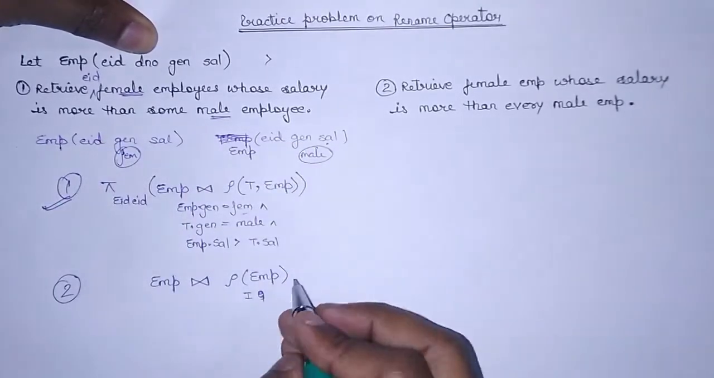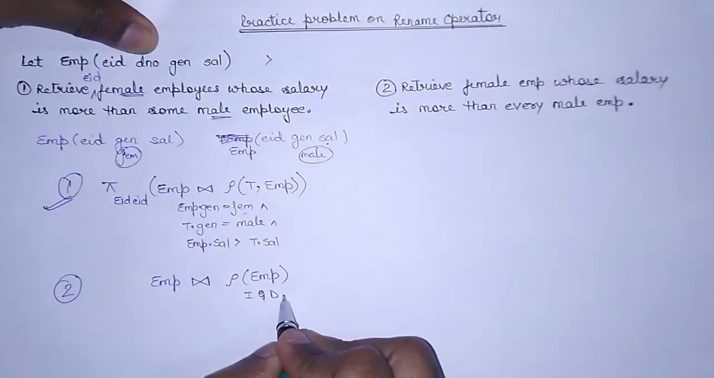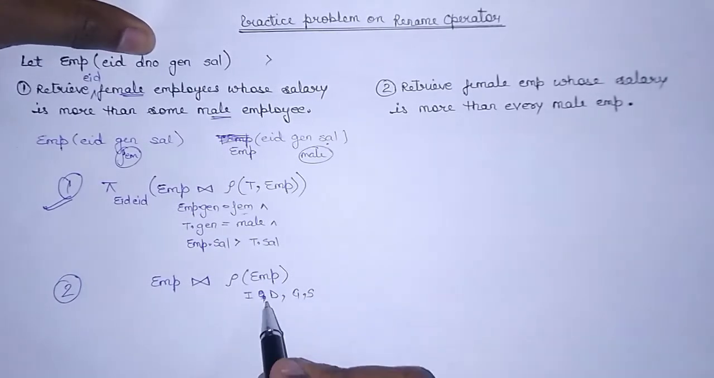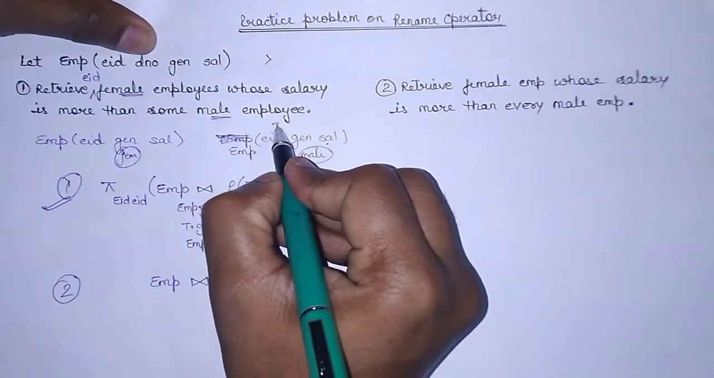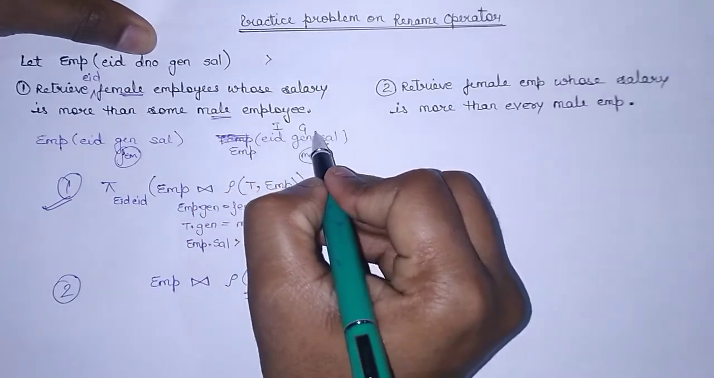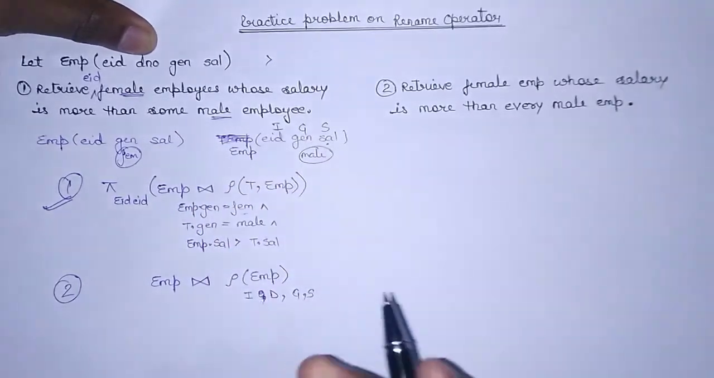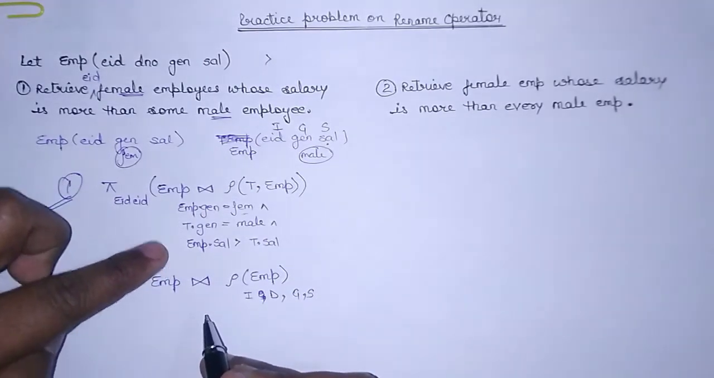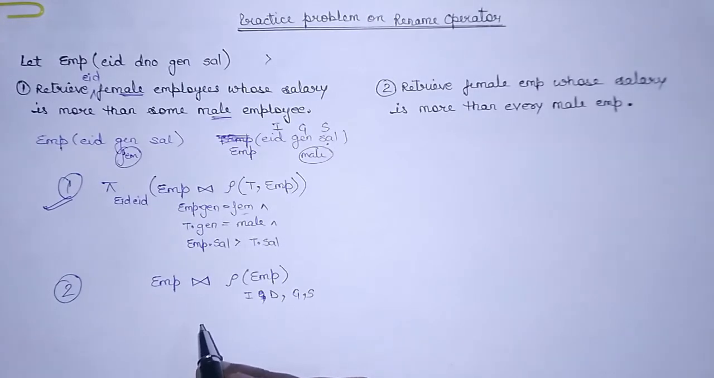So I am writing it in a sequence like I, D for department, G for gender, and S for salary. So here we will be having this one as I, this one as G, this one as S. We are not taking D because it is not used over here. Now we have to write the same condition. How can I write the same condition?